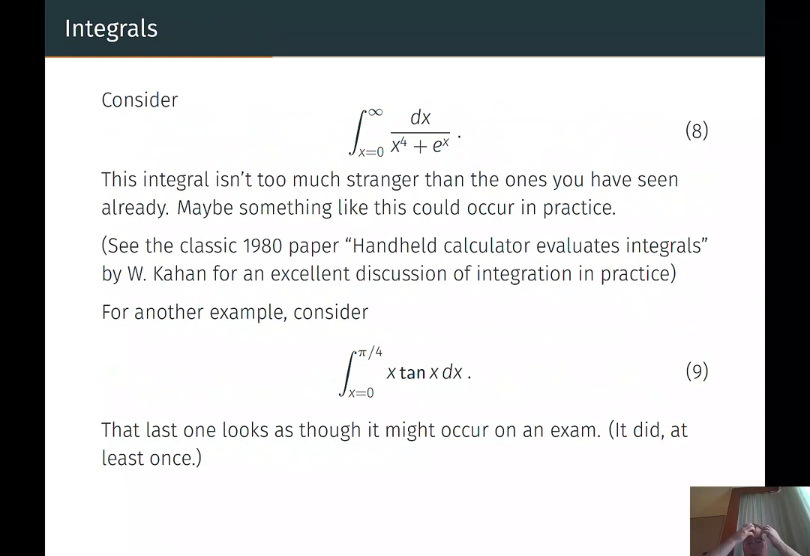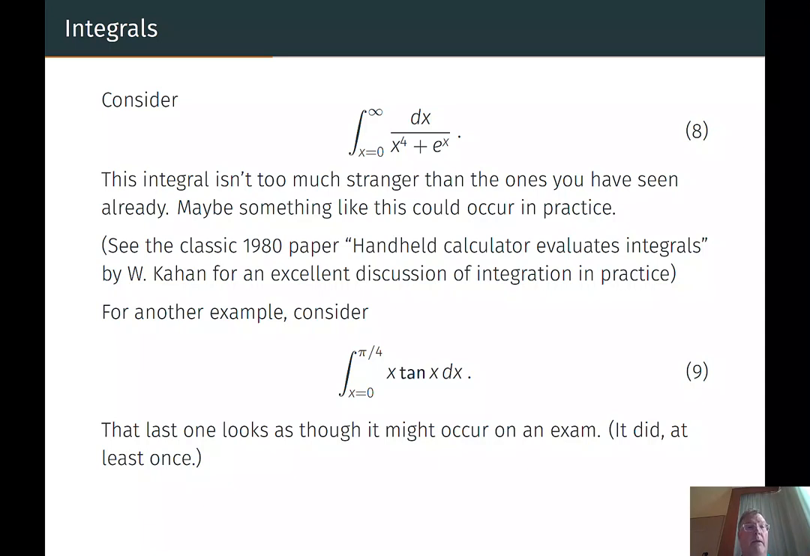All right, let's move away from this funny little tricky sequence and consider integrals. You've just been studying integrals if you're taking a course in calculus. And let's look at this particular integral from x equals 0 to infinity of 1 over x to the power 4 plus e to the x. And this integral isn't too much stranger than the ones you've seen already. Maybe something like this could occur in practice. I've certainly seen integrals that look like this that occur in practice.